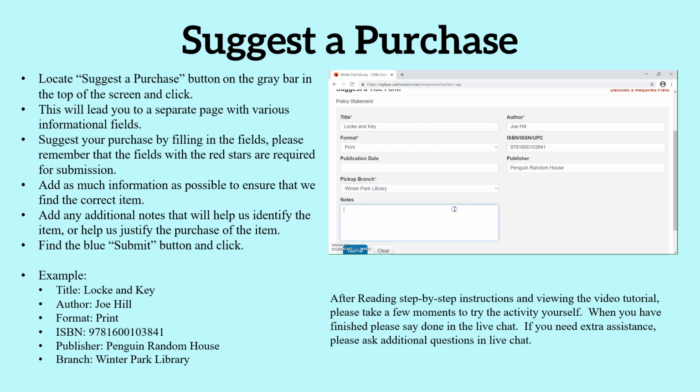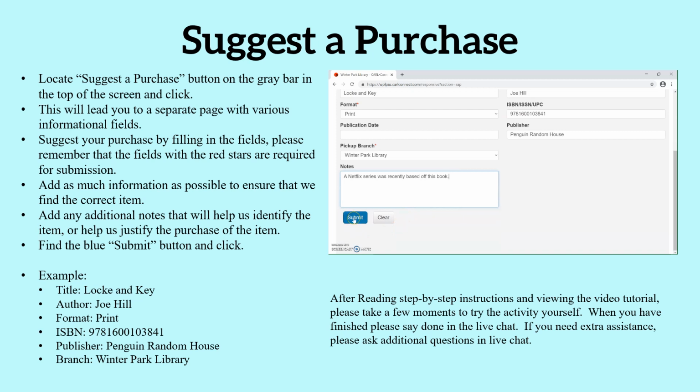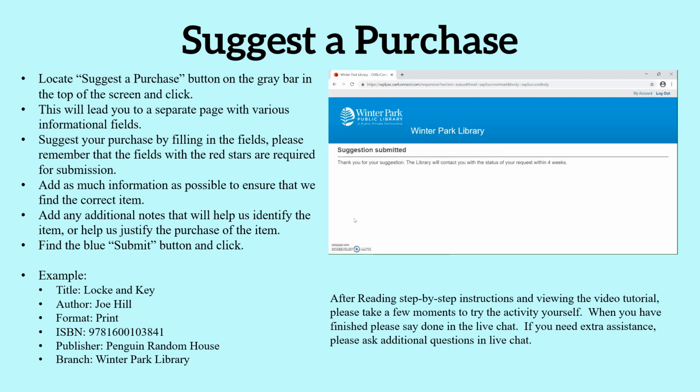Now, if there's anything else of note that might help us purchase the item faster, you should put it in the notes field. For Lock and Key, I'm going to note that a Netflix series was recently based off of this series. After this, I'm going to go down and find the blue Submit button and click. This suggestion is now being processed, and you'll be contacted within 4 weeks.